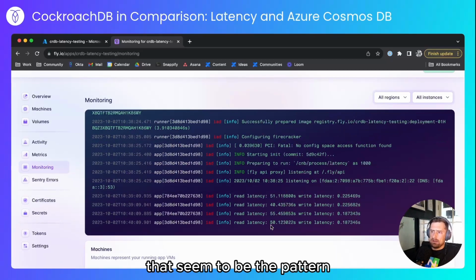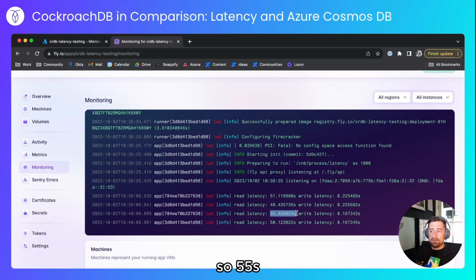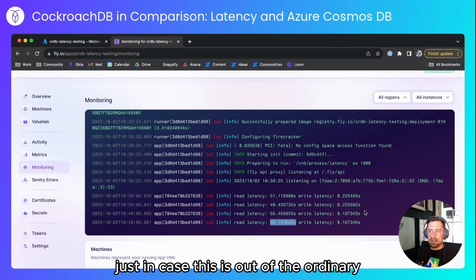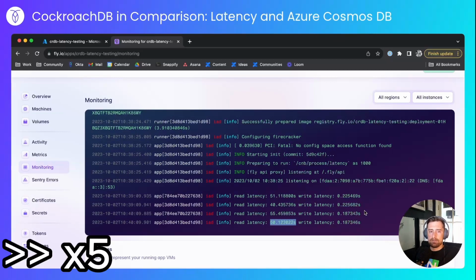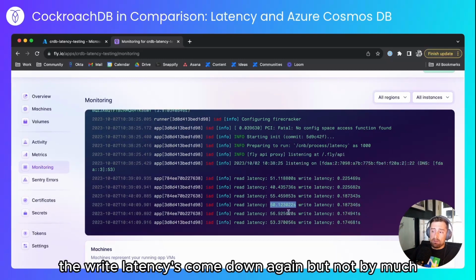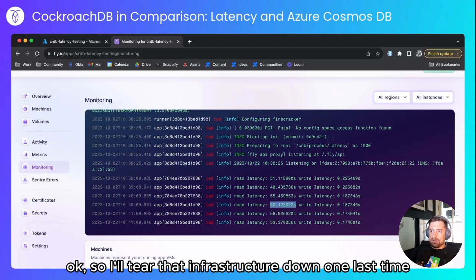That does seem to be the pattern. The write latencies have come down by quite a margin, but they're still around the 180 millisecond mark. And the read latencies are really, really high. So 55 seconds, we've left the millisecond mark, now we're into the seconds, and 50 seconds for the other worker. I'll let this run a little longer just in case this is out of the ordinary. No, it's settled in at around the 50-second mark. The write latencies come down again, but not by much. Okay, so I'll tear that infrastructure down one last time.